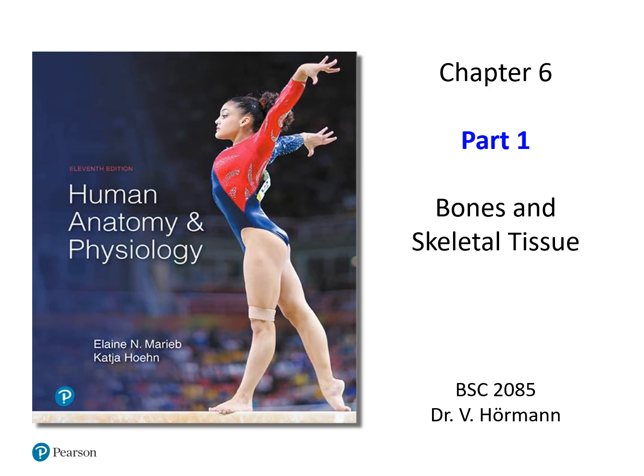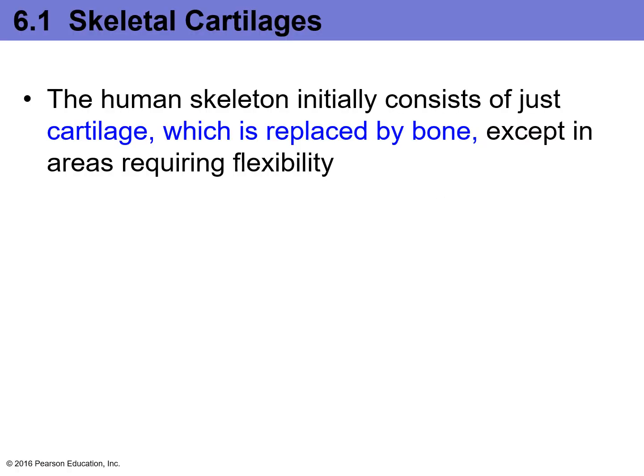Hello, everyone. We're back for a new chapter. This one's going to be chapter 6, entitled Bones and Skeletal Tissue. Chapter 6 is a really good introduction to us starting to learn some characteristics about bones, eventually leading all the way up to naming the most common bones that we have in the human body.